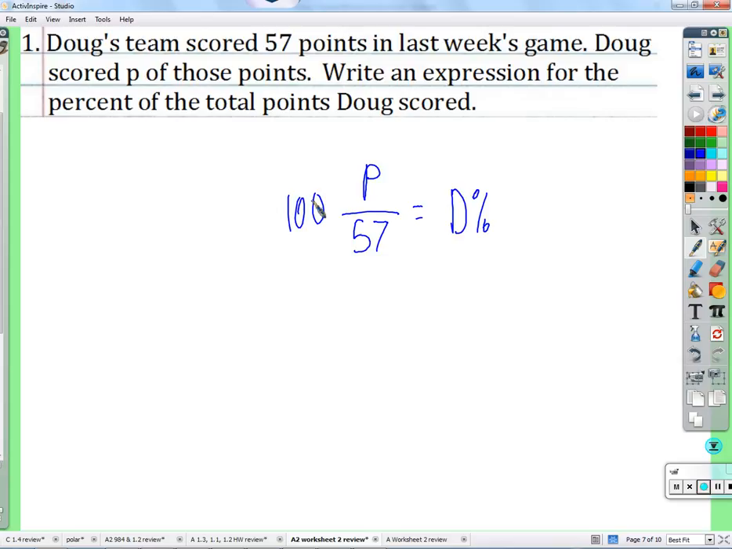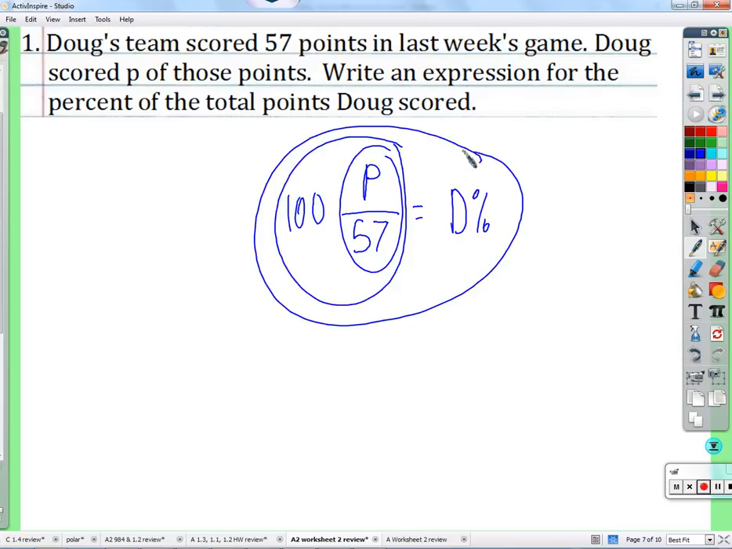But if it equals some other weird looking thing like D, Q, P, R, I don't know, what does that mean? It seems like you don't quite understand. This is the main part, or it could be this equal to D or D percent or something like that.